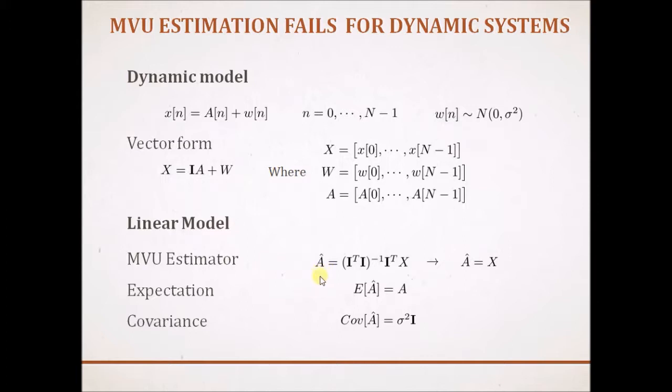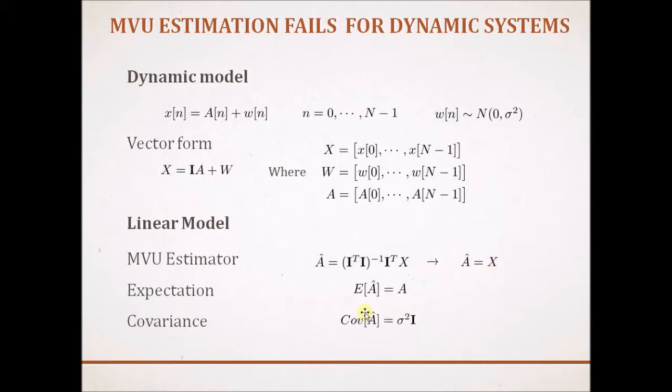We have that a hat is equal to h transpose h whole inverse h transpose x. In this case, the observational matrix is the identity matrix, so we have a hat is equal to x. That is, the minimum variance unbiased estimator is the observation vector itself, which is clearly undesirable.